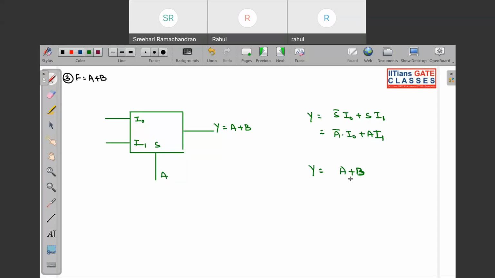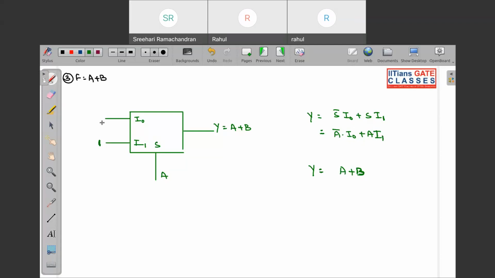Now you need to compare. So look, with A there is I1 and over here it is 1. So obviously I1 is going to be 1. But what about over here? With A complement, you have I0. So what can I place at the place of I0?